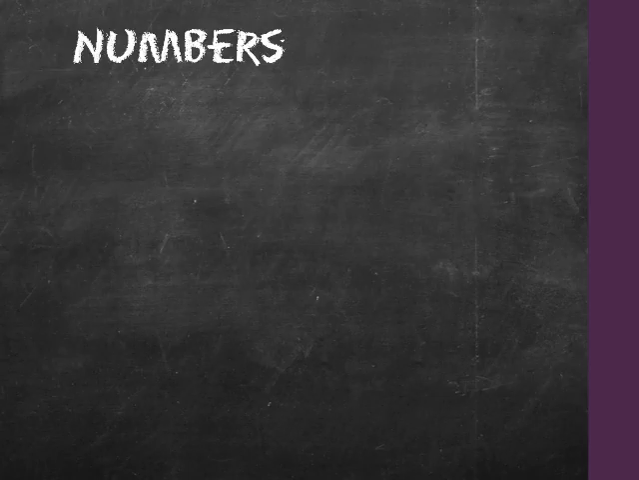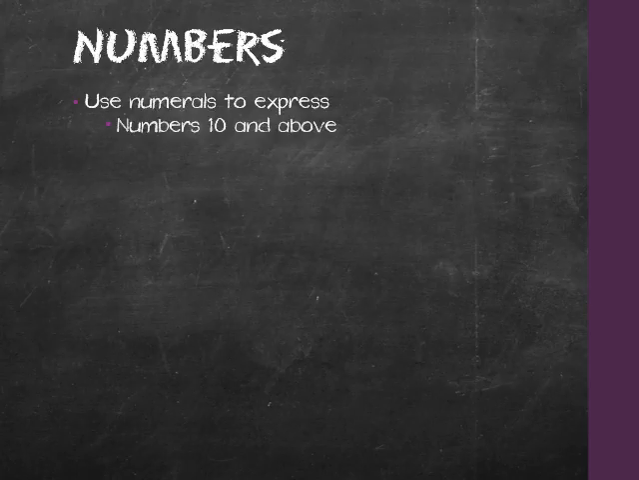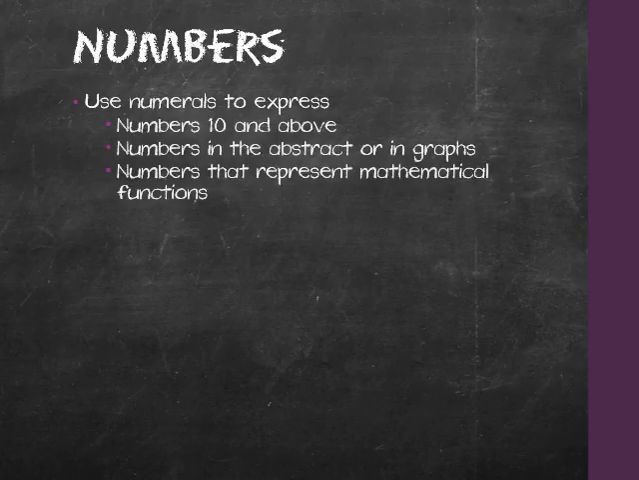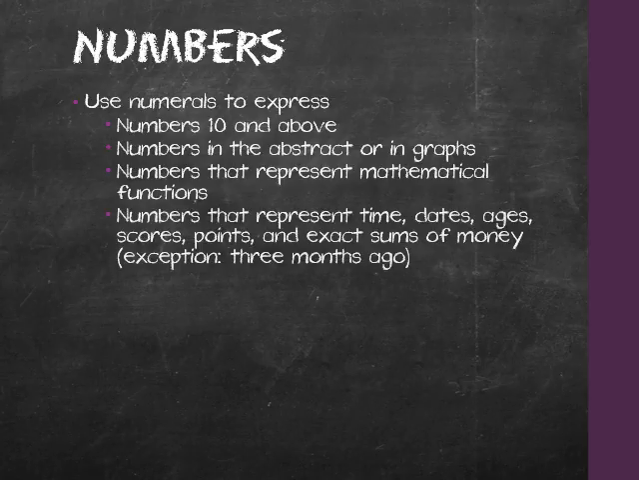Now let's talk about how to format numbers in APA. Use numerals to express numbers 10 and above, numbers in your abstract or graphs, numbers that represent mathematical functions, and numbers that represent time, dates, ages, scopes, points, and exact sums of money. The only exception to the above is if you refer to a date using a phrase similar to 3 months ago. In this case, you should spell out the number.